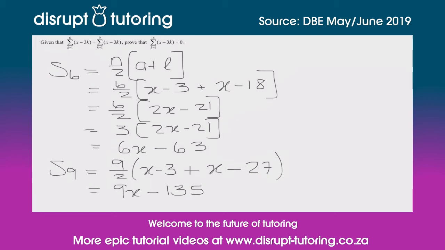Now they've specifically said to us that the two equal each other, so we need to solve for x now. So let's do that. I'm going to do it up on the right hand side here. So we know that the two equal each other, so therefore we know that 6x minus 63 equals 9x minus 135. Let's bring those x's to one side. So the 9x minus 6x gives us 3x on the one side. We bring the 135 onto the other side, and that's going to give us 72. We then divide both sides by 3, and that's going to give us 24 equals x.